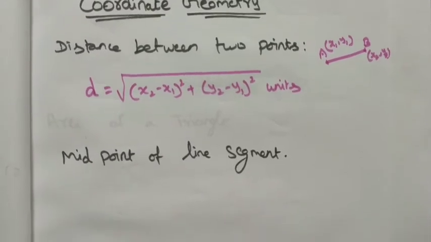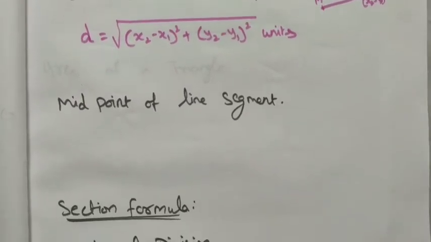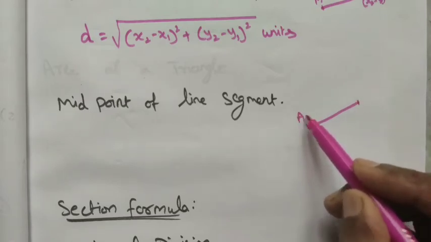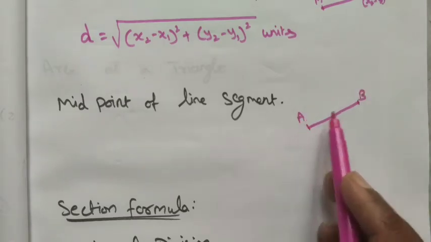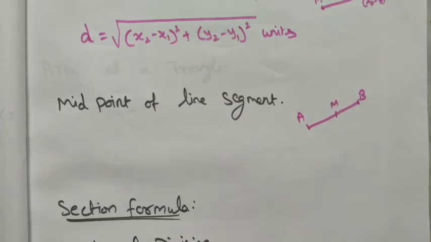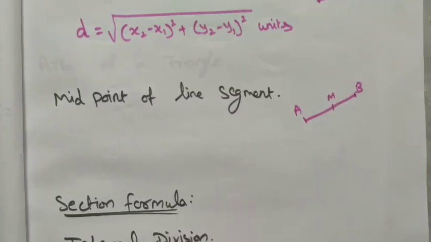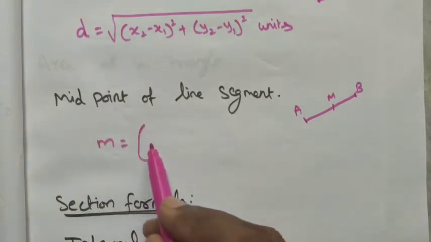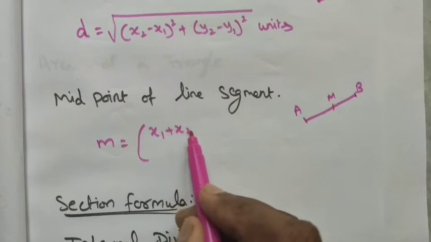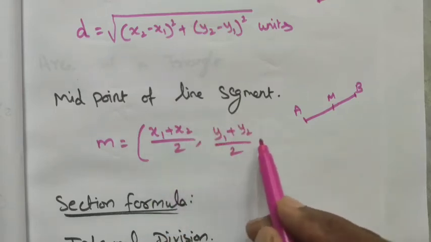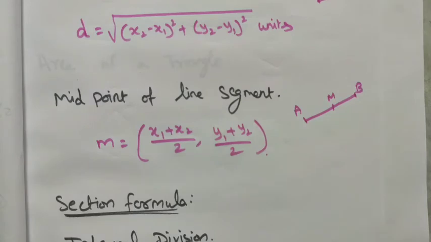And then the midpoint of the line segment. Midpoint means equally divided. This is the line segment; let me take it as A and B. A is (x1, y1), B is (x2, y2). The midpoint is M, equally divided. So the midpoint M is equal to ((x1 plus x2) divided by 2, (y1 plus y2) divided by 2). That is the midpoint formula, right?